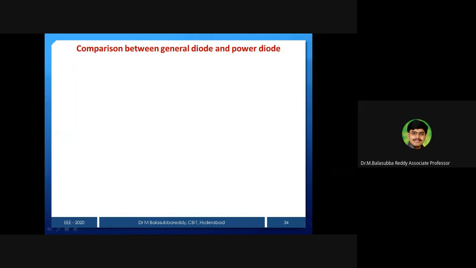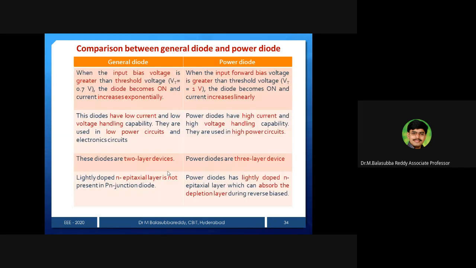Last class we discussed the power diodes. Now there is a small comparison between the general diode and power diodes. As I said, even construction-wise there is a small comparison. The N-1 drift region will be there. That is the major difference. Apart from that, some of the comparisons we'll discuss in this slide, and then we'll move on to BJT.